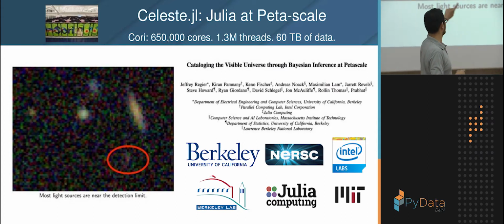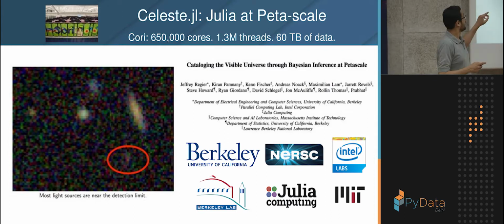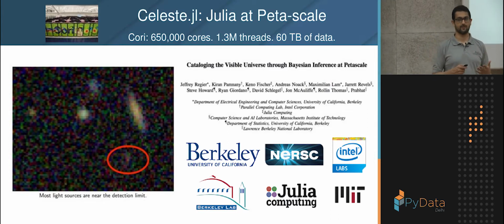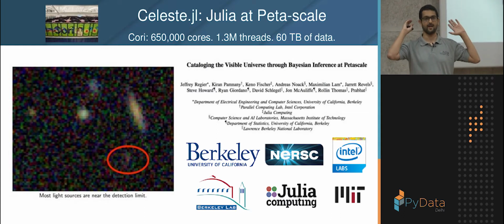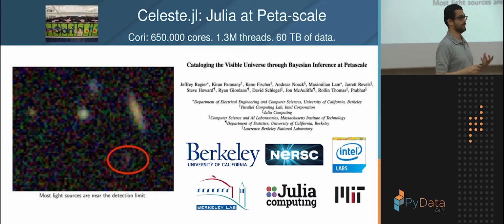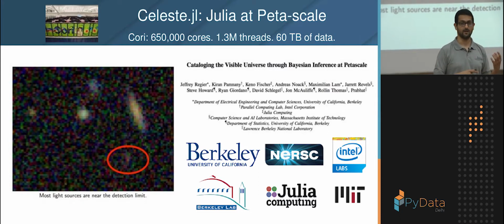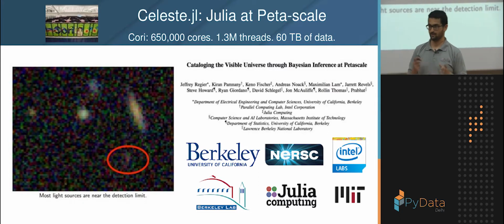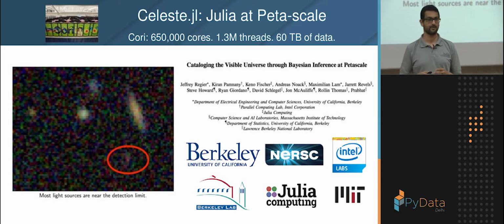I apologize for not being able to see this image. There's a little bit more detail here, but it's getting washed out by the contrast, which is fine. Celeste is a project that took the data of the Sloan Digital Sky Survey, a telescope that scans every part of the visible sky. The goal of this project was to detect every visible object in the universe, at least visible to that telescope that was scanning it.